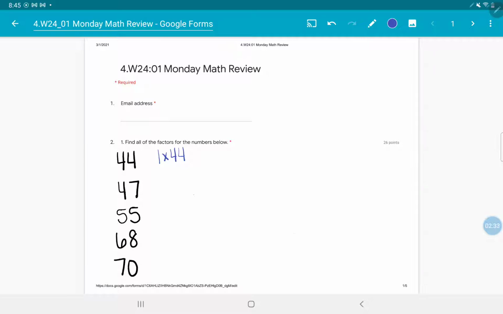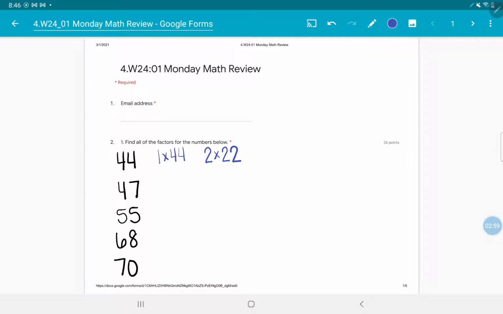Okay. Is 2 going to be a factor of 44? Yes, it's even, so we know 2 is a factor. 2 times what, Olivia? 22. 2 times 22. Half of 40 is 20. Half of 4 is 2. So if I put that together, that's 22. We should have 2 and 22.